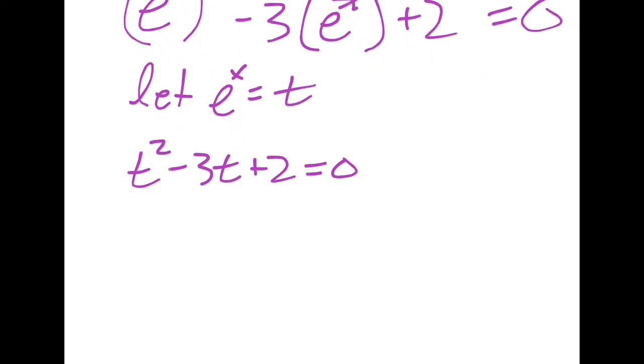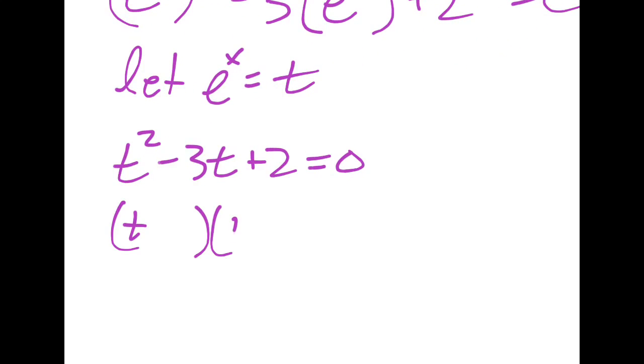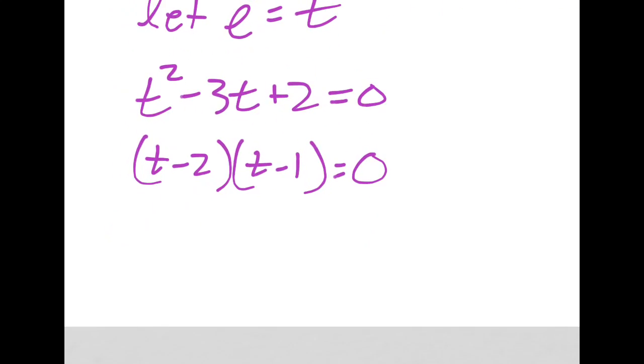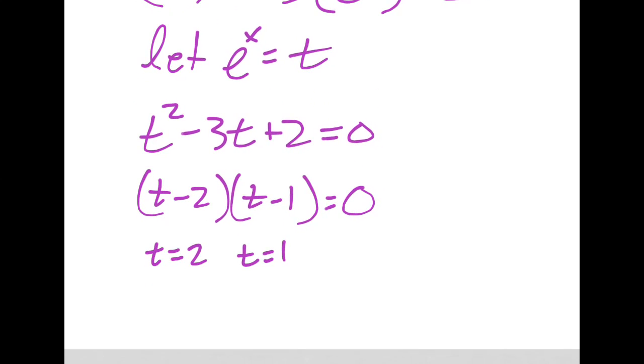And now it looks a lot prettier, and we can factor this into two linear factors. It's going to factor as t minus 2 times t minus 1. Sometimes I can't do math very well, because negative 2 times negative 1 is positive 2, and negative 2 minus 1 is negative 3. So that factors correctly, and we get the two solutions, t equals 2, and t equals 1. But remember that t is e to the x. So really what we have is e to the x equals 2, and e to the x equals 1.